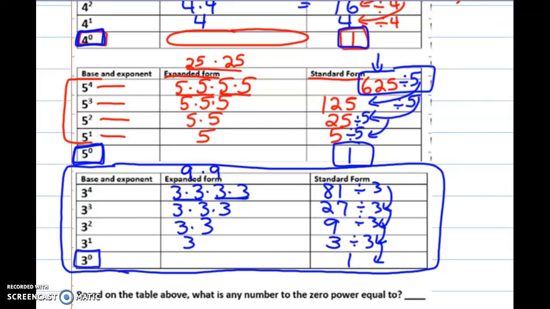Pause your video and fill in your answer. Based on the tables above, what is any number to the 0 power equal to? Hopefully you put 1 in that blank. Any number to the 0 power. Think of the biggest number that you can. 20,564,000 to the 0 power is going to be equal to 1.